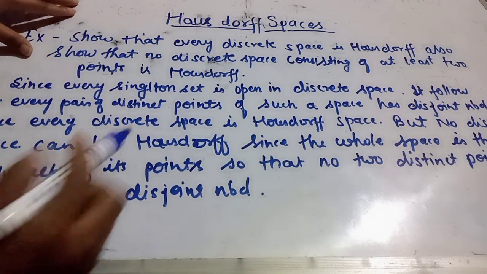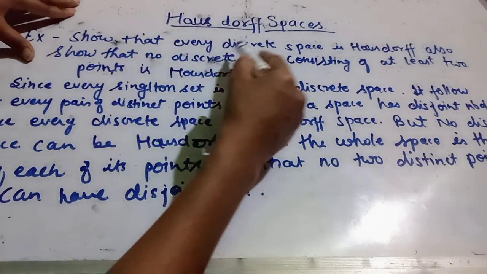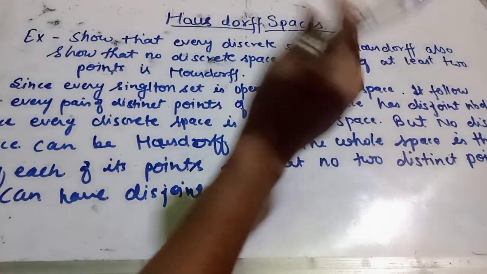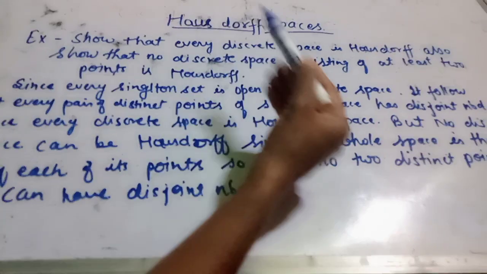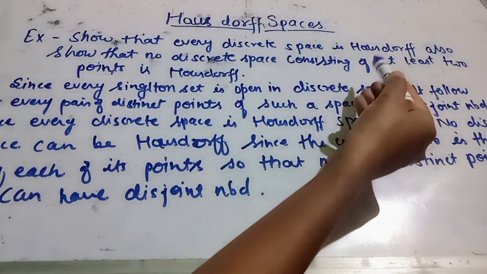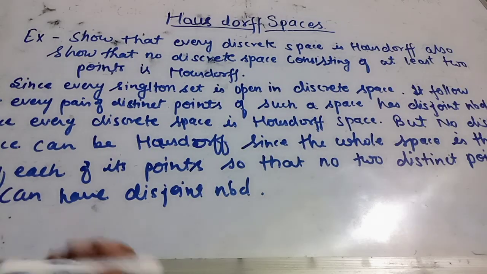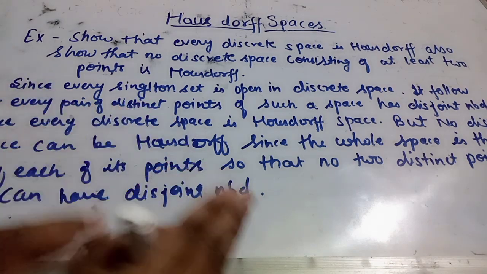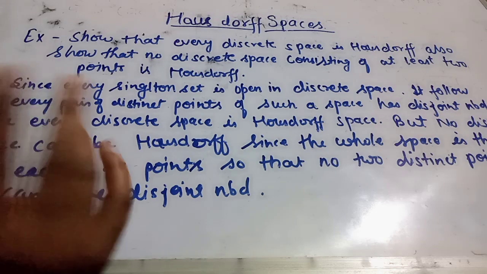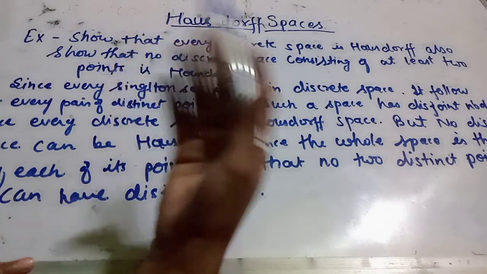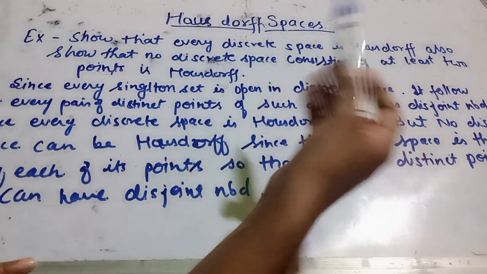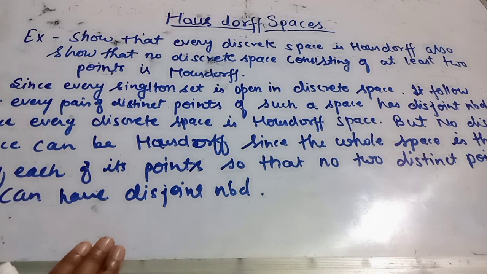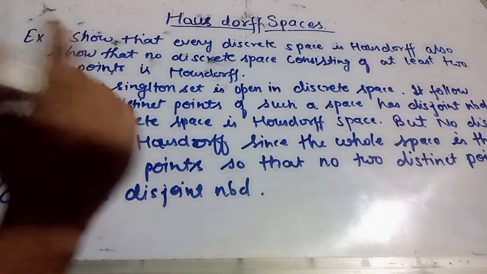So let's see the example that shows that every discrete space is Hausdorff. Every discrete space is Hausdorff, you have to show that, and also show that no discrete space consisting of at least 2 points is Hausdorff. It means that if you have a discrete space, then show that it is a Hausdorff space, and also if you don't have a discrete space, meaning you have an indiscrete space with at least 2 points, then it is not Hausdorff. I hope you understand what he is trying to say.